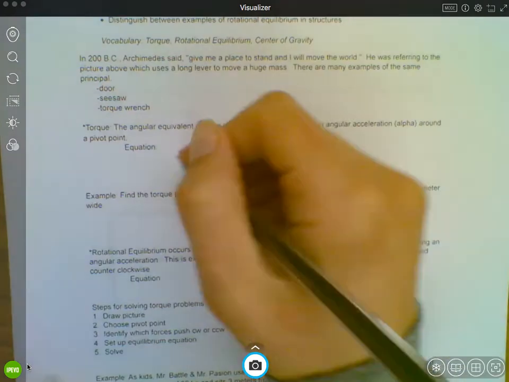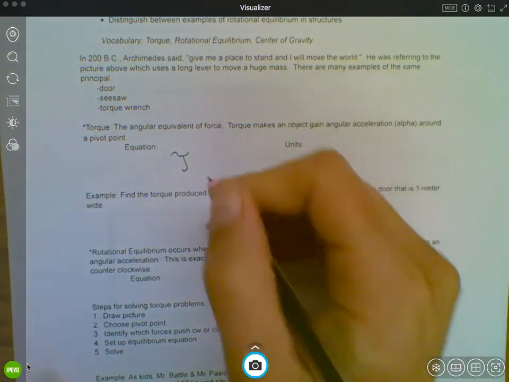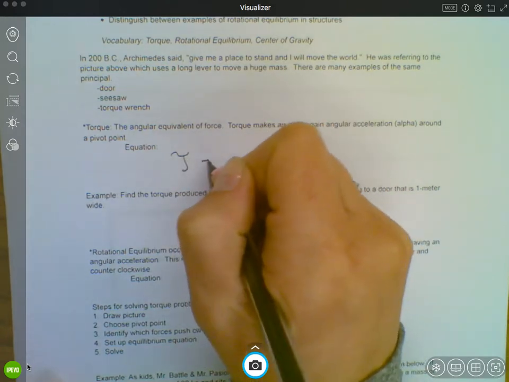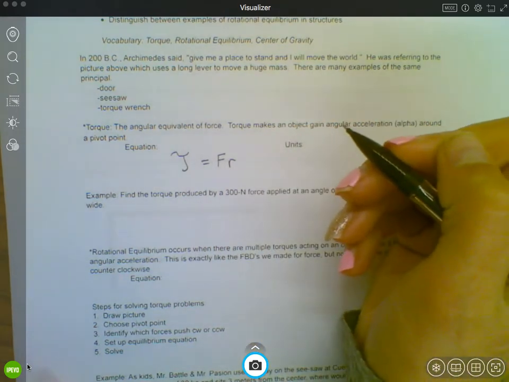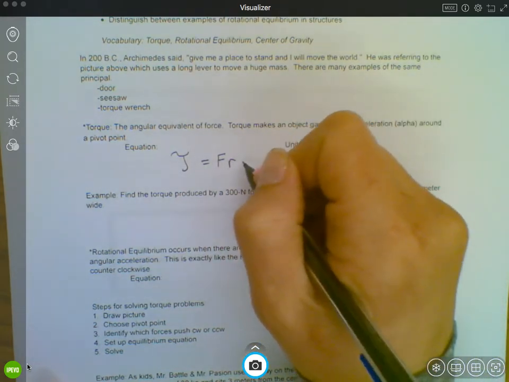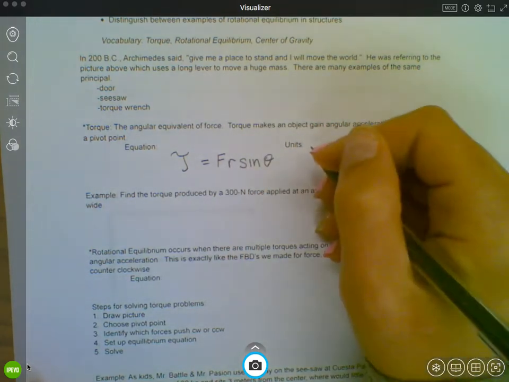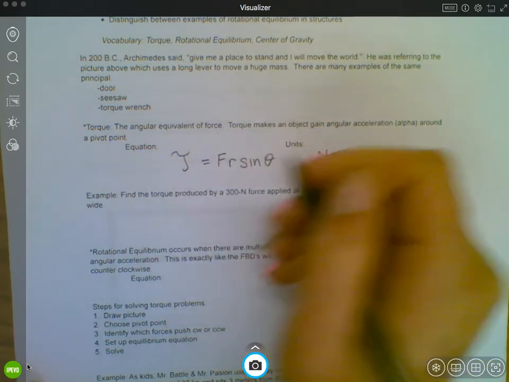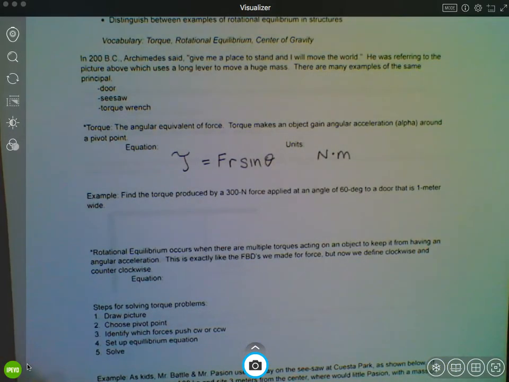All right, the equation for torque, we use this thing tau. It's like a fancy T, okay? Don't just write capital T because that's tension. So it's force times R, and I'll explain what that is, times sine theta. The units are newtons for force, R is a distance so it's in meters, and sine theta has no unit. So it's in Newton meters.